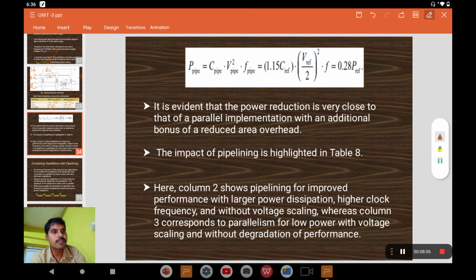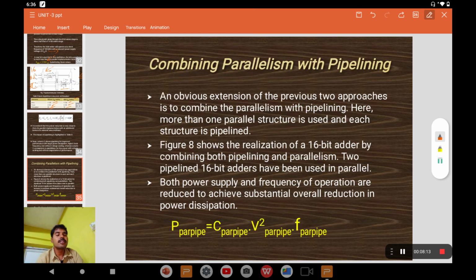So this is our C reference. If you are substituting that value, that can be shown in the previous table also. Let us move on to combining the parallelism with pipelining. Generally it is an extension, obviously, of those two approaches that we discussed in the previous videos also.